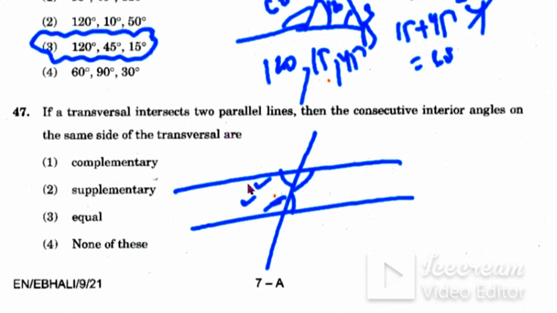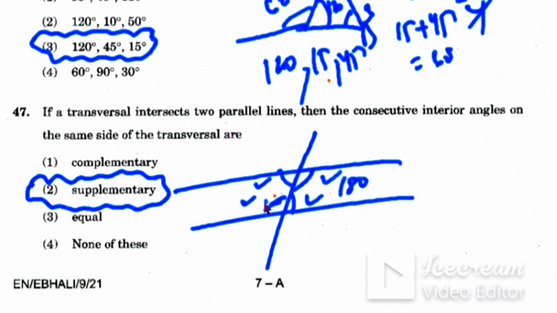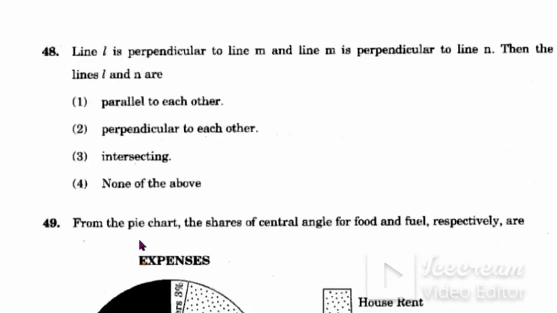It will be supplementary. The addition of these 2 angles will be equal to 180 degree. That is called supplementary angle. Okay. Answer is 2. This and this will be added, it will be 180 degree. This and this will be 180 degree. Okay. Now next question, question number 49.